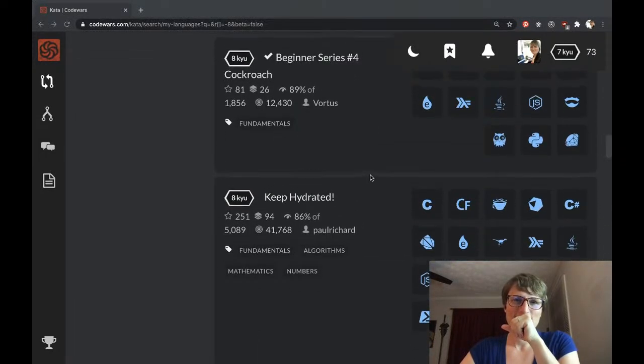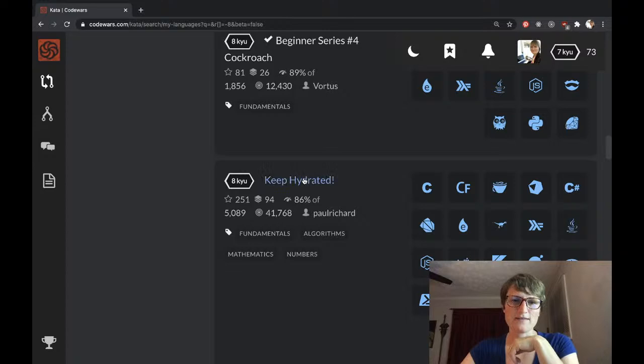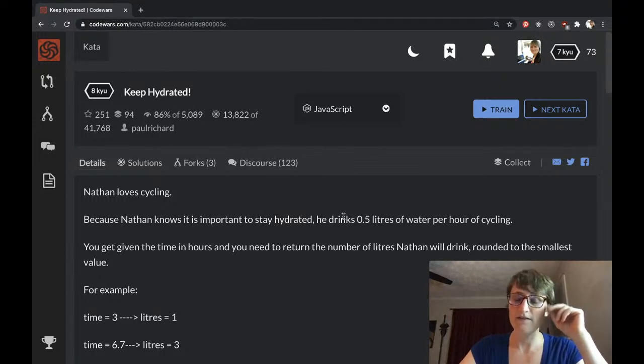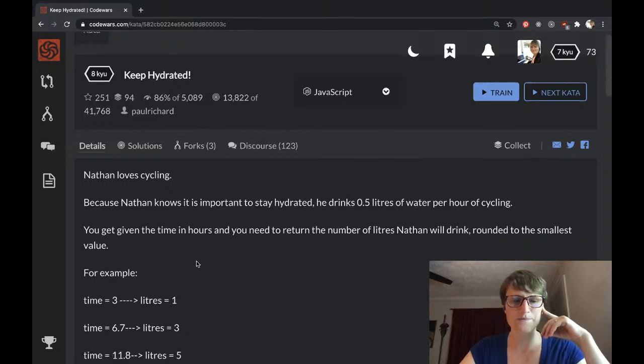Okay. Let's see. Keep hydrated. Here's one I haven't done. Nathan loves cycling. That's very nice. I like it too. Because Nathan knows it is important to stay hydrated, he drinks 0.5 liters of water per hour of cycling. Very efficient. You get given the time in hours. That's an interesting way of phrasing it. And you need to return the number of liters Nathan will drink, rounded to the smallest value.